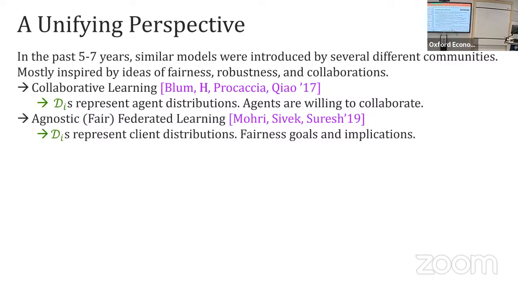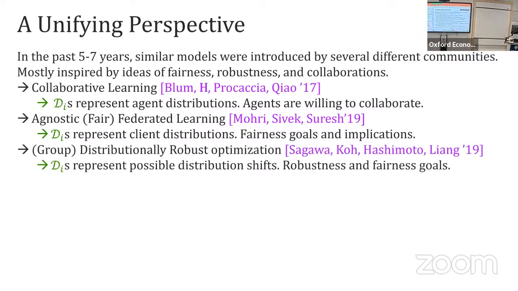For federated learning, similarly, it was used, except that it was more of a fairness goal, not collaboration. It was less about actively providing resources and more like passively providing fairness guarantees. There is also something called distributionally robust optimization that's been really important in the field of optimization.